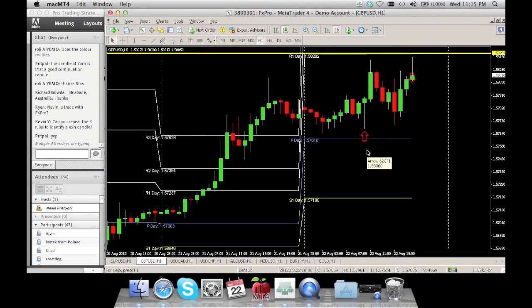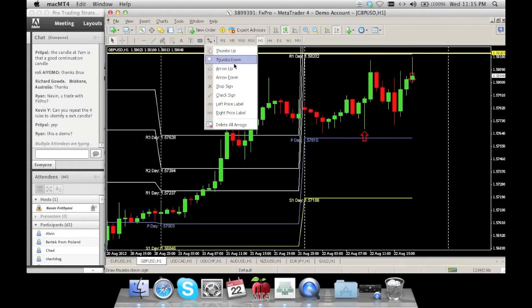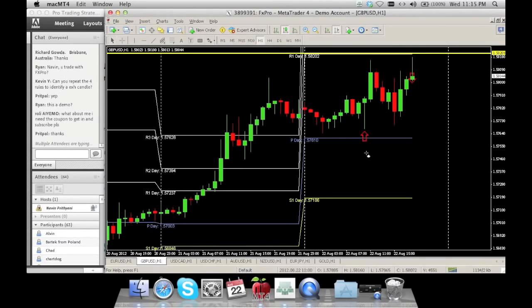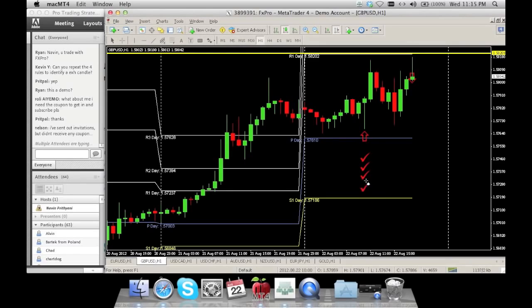Kevin, can you repeat the 4 rules to identify an exhaustion candle? Yes, of course. The 4 rules are: rule number 1, it must be in a trend. Rule number 2, the tail must stick out. Rule number 3, the body must close within the entire previous candle. And finally, rule number 4, the exhaustion candle should be bigger than the previous candle.